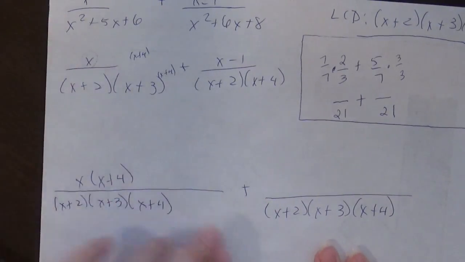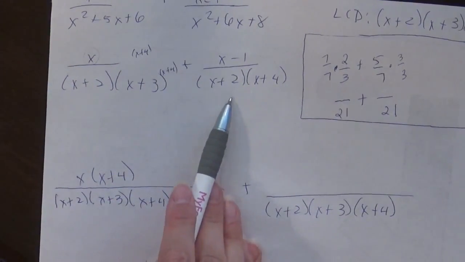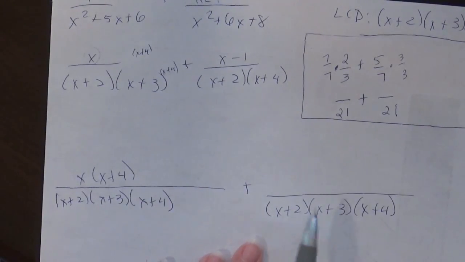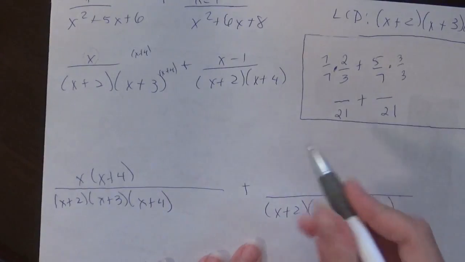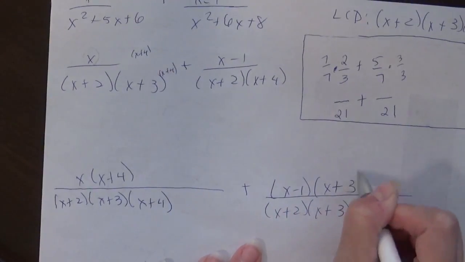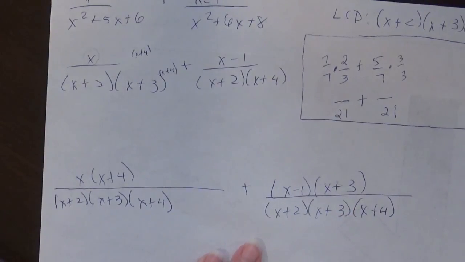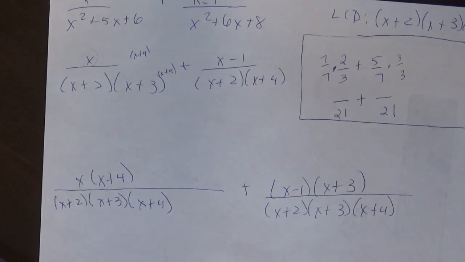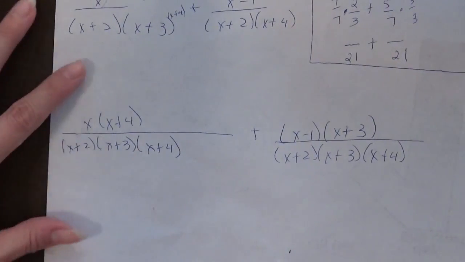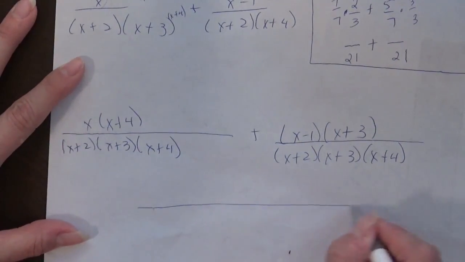And then in the second fraction, this denominator does not have the x plus 3 factor, so I need to multiply my numerator by x plus 3. So x minus 1 times x plus 3. This gives us the correct fractions that we need. Now we have to combine it into a single fraction and simplify. So writing out, this is all one fraction now.